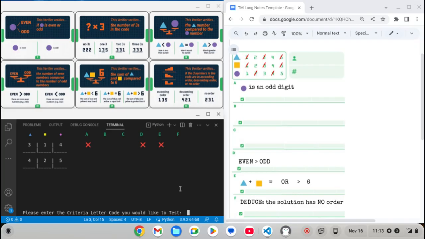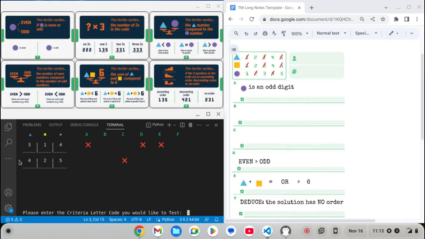Let's see. Can we somehow deduce, though, the sum of the first two being 6? Well, let's go ahead. Let's actually test the remaining two, and we've already outright deduced F. So let's see if we can deduce the sum is 6. Let's go ahead and test criteria card C.